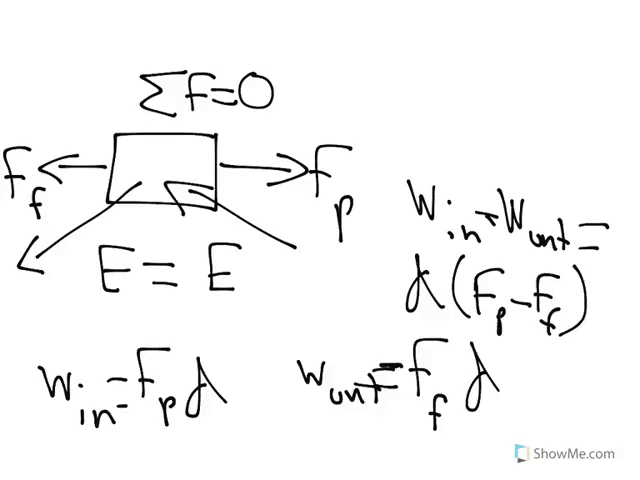Force of pull minus force of friction is 0. So that's 0. So as a result, the work in plus the work out equals 0. So the work in equals the negative work out. So the amount going in is the same as the amount coming out. And this same simple logic can be applied to even more complicated situations.